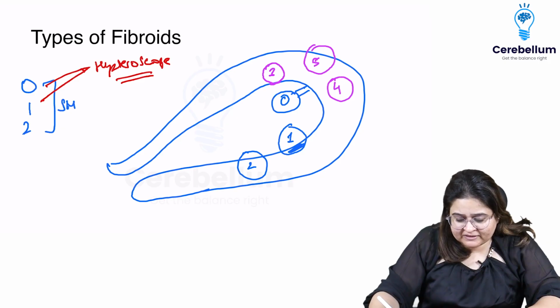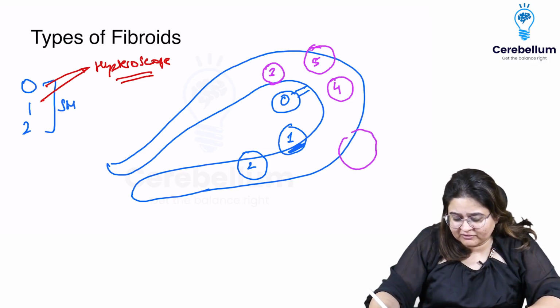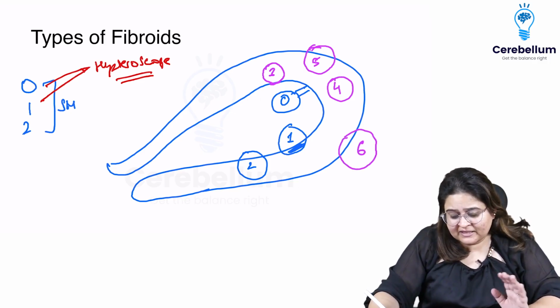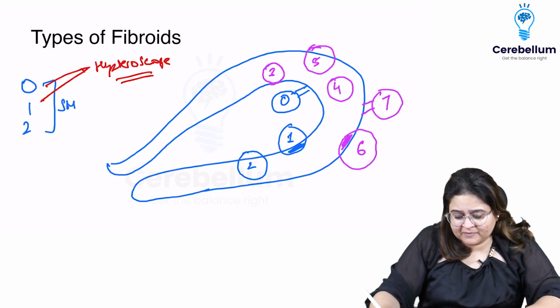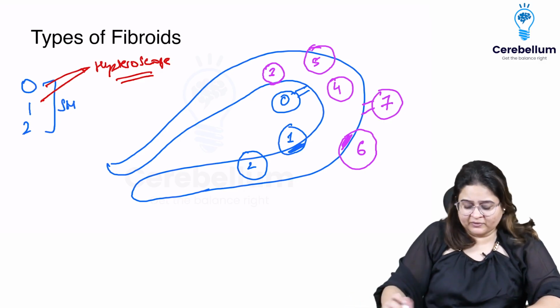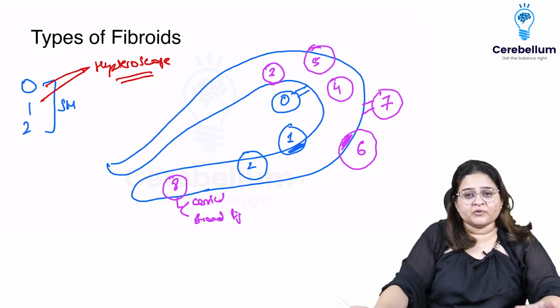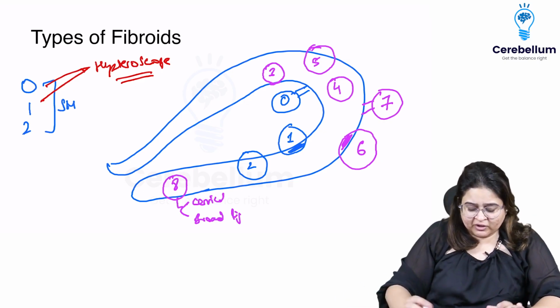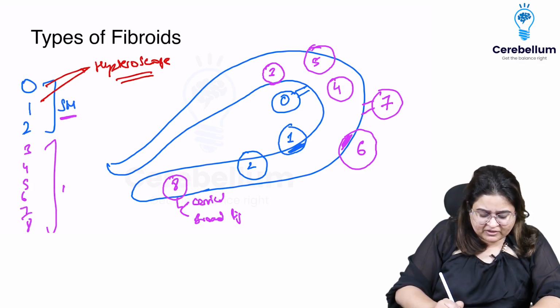More than 50% intramural, less than 50% subserous is type 5. More than 50% subserous, less than 50% intramural is type 6. And a pedunculated subserous is type 7. Okay, and then another type is type 8, which could be a cervical or a broad ligament. That means unusual location of fibroid becomes a type 8 fibroid. So you have type 0, 1, 2, which are submucosal, then 3, 4, 5, 6, 7, 8, which are others.